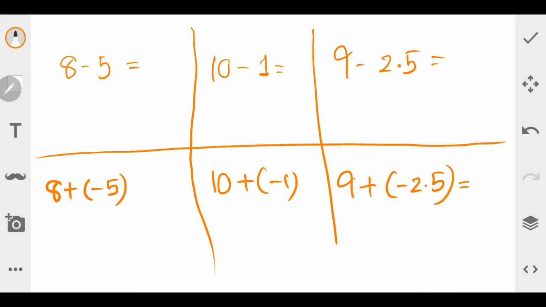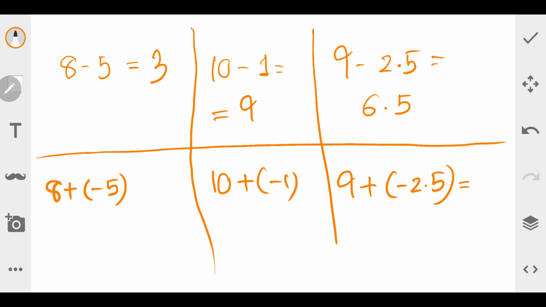Alright, so I want you to answer this question. So 8 minus 5, it's 3. 10 minus 1 is 9. And 9 minus 2.5. Think about money. You have $9. You're taking away $2.50. So how much are you going to have? 6.5.